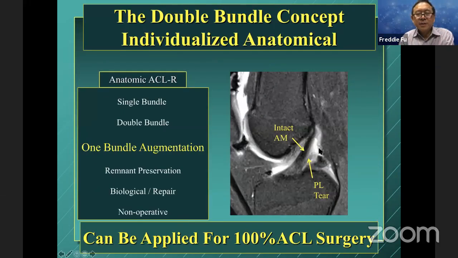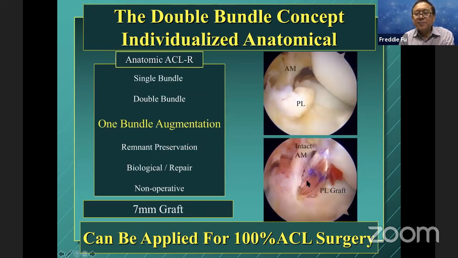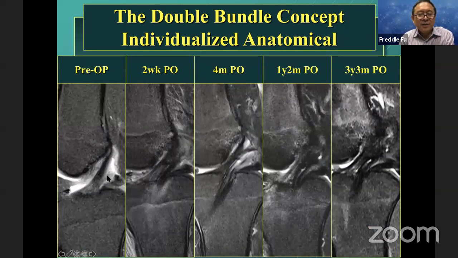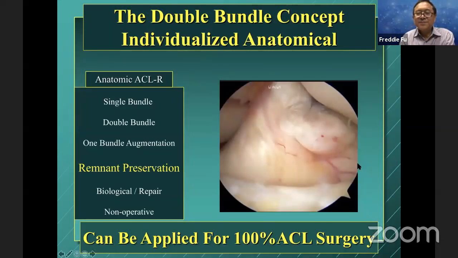This is a one bundle augmentation. AM is intact, PL is torn. And you can see right there. And you can see post-op. By the way, this has to heal together. AM and PL need to heal together. You need to let it heal. If you're going to go back too fast, it may re-tear it. You can see the healing. One bundle, 2 weeks, 4 months. Vascularity, 1 year, 3 years.